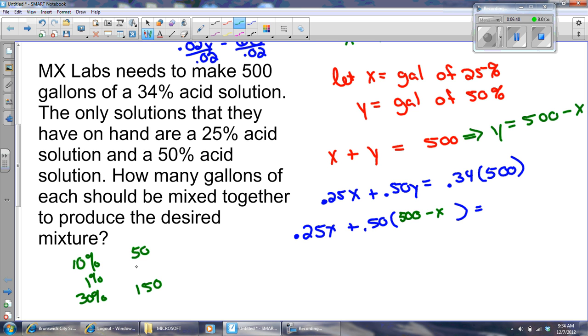1% would be 5. Yeah, I agree with that. So 4% would be 20, because 1 times 4 is 4, and 4 times 5 is 20. And so 30 and 4 is 34. So it looks like we have 170 here. I believe that's going to be 170. Now, if you're not sure, you can double check on a calculator. 0.34 times 500. Yep, and it's 170.